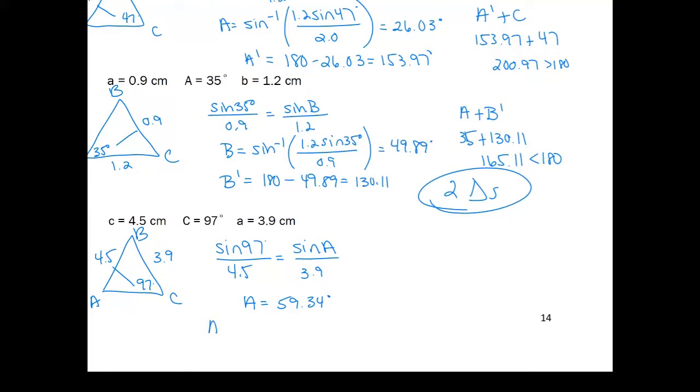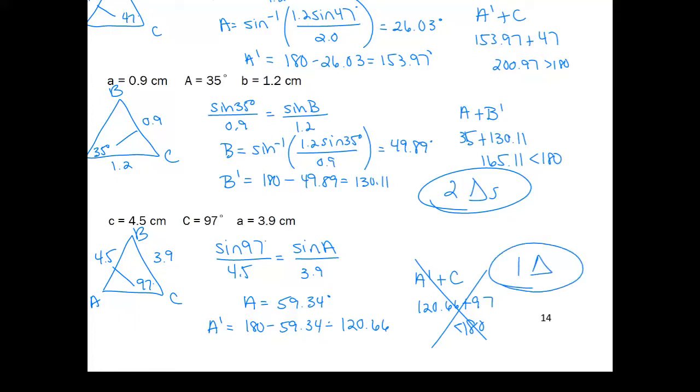Now we have to find out, can we find A prime? Is there room? So we'll take 180 minus 59.34, and we get 120.66. If this works to make a secondary triangle, then we'll take A prime plus the original angle C and see if there's room left over. 120.66 plus 97, when we add those two together, is greater than 180. So it didn't work. In this case, there should only be one triangle.